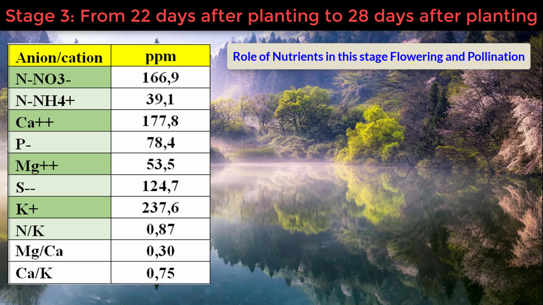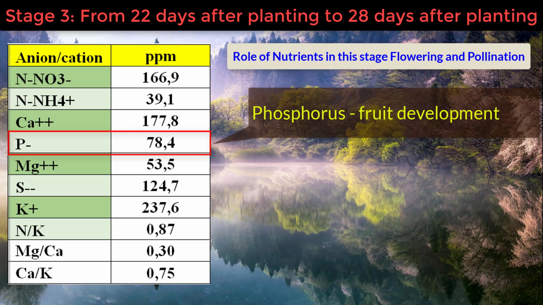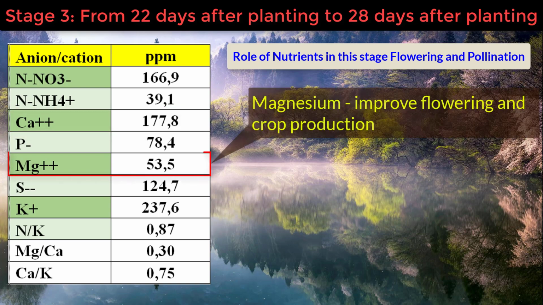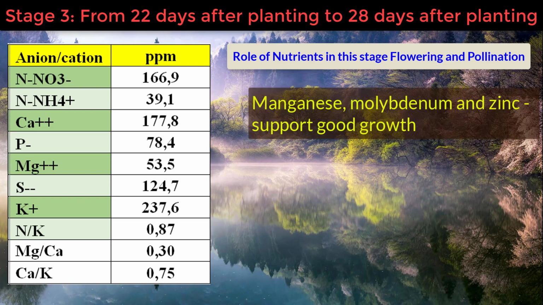Role of nutrients in this stage: flowering and pollination. Potassium maintains plant growth and maximizes flower numbers. Phosphorus for fruit development. Calcium maximizes crop reproductive development and ensures good supplies during early fruiting. Magnesium improves flowering and crop production. Boron and zinc maximize flower set development and fruiting. Manganese, molybdenum, and zinc support good growth.